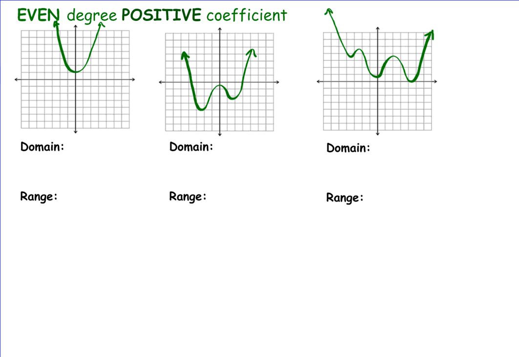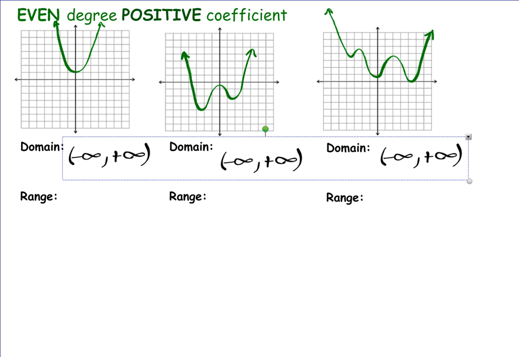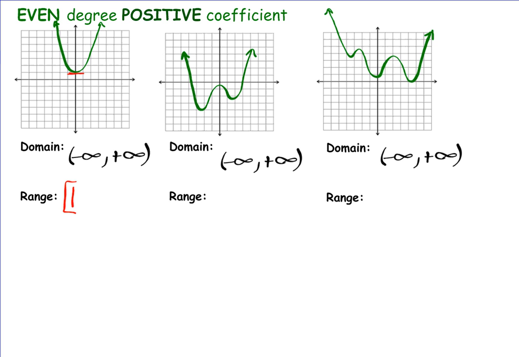Let's look at one of these even degree positive coefficients, because our range is going to be different. We have the same domain. It's still negative infinity to infinity because we're still using all the x-axis, but our range changes. This is where we have to pay attention to how low it goes. This one's lowest point is +1. So I'm going to start at +1, and it looks like it's included because there's no open dot there. So I have to include it, and then I'm going to positive infinity.